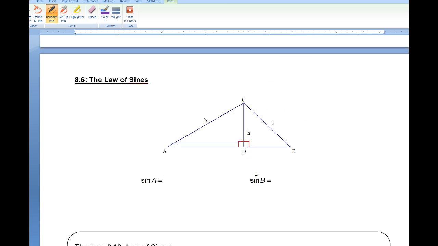Okay, we're actually going to move on to the law of sines next lesson, since that last one was really short. The one thing you need to take away from the law of sines is that you do not need a right triangle.